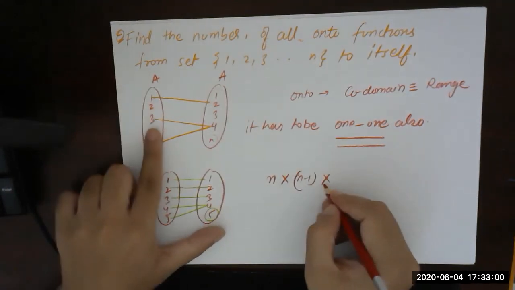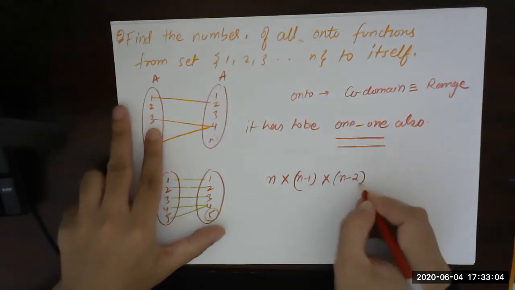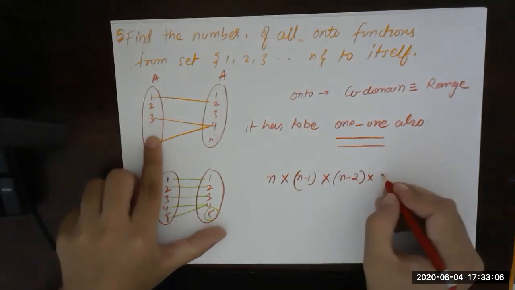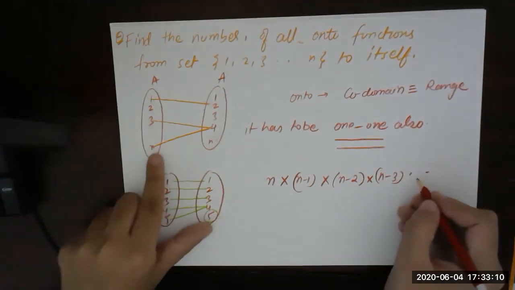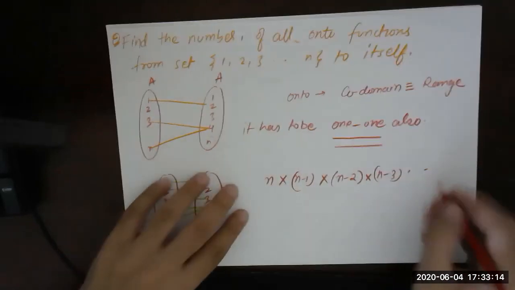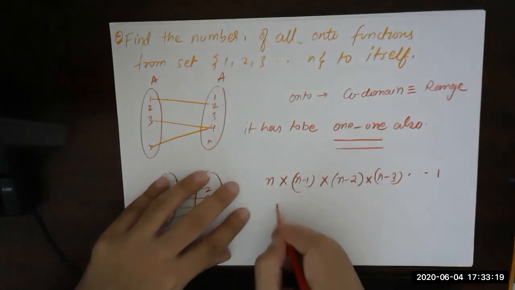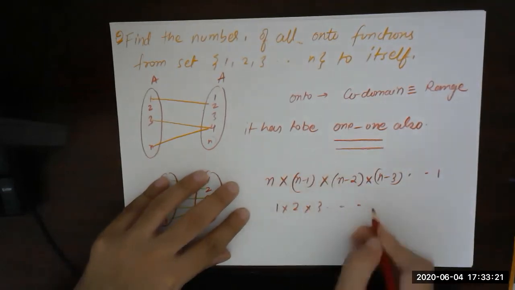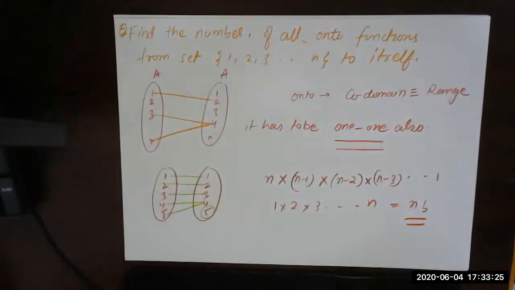Now next, 3 has how many options? 3 has n minus 2 options. Now 4 has how many options? n minus 3, and so on. The last element will have only one option left, because all the others will be linked with something else. So this is 1. If I rearrange, it will be 1 into 2 into 3 till n, and this is nothing but n factorial. So the answer for this question is n factorial.